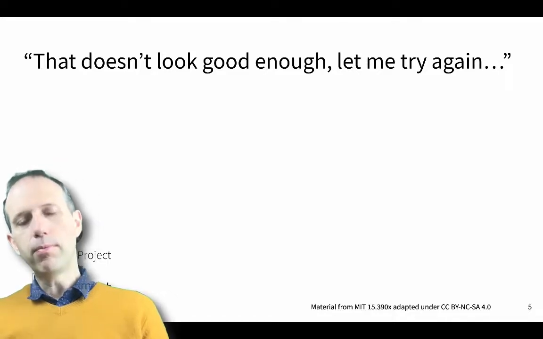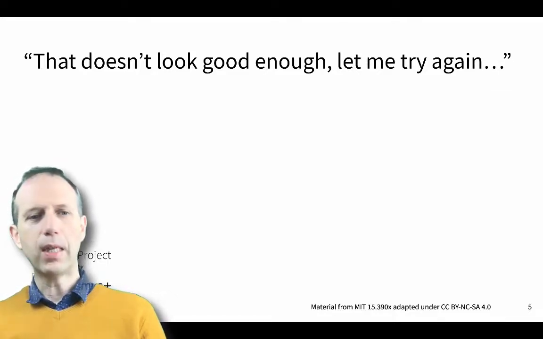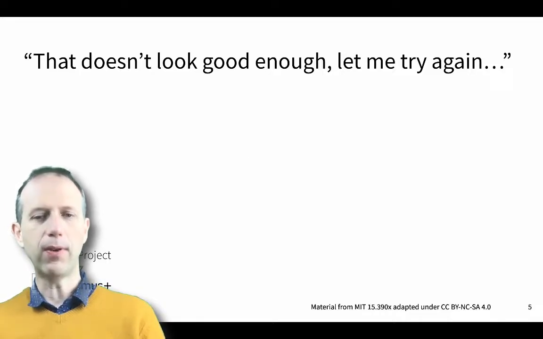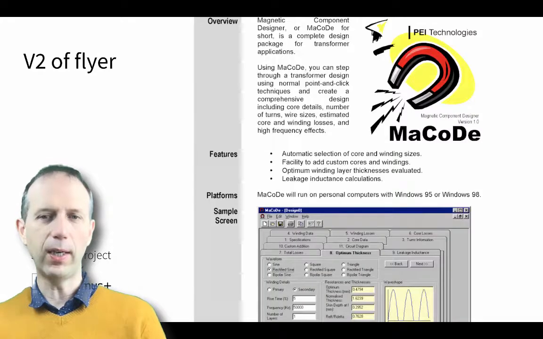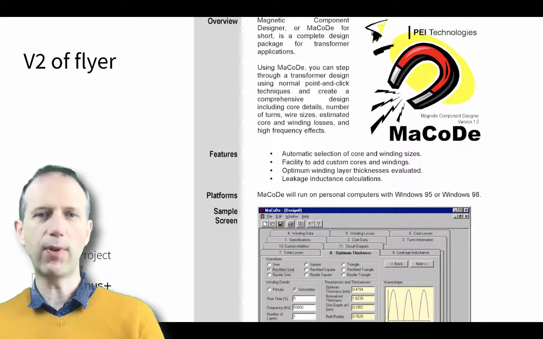Anyway, I thought that perhaps this was underselling the functions of the software, and I said, well, that doesn't look good enough. Let me try again, and I went back and found another version of the flyer that I had created at the time. This is version 2 of the flyer. It gives an overview of what the system does. Again, the same thing about Magnetic Component Designer.